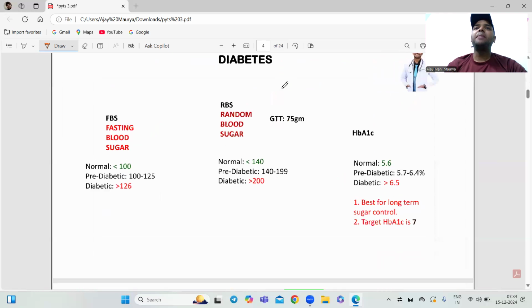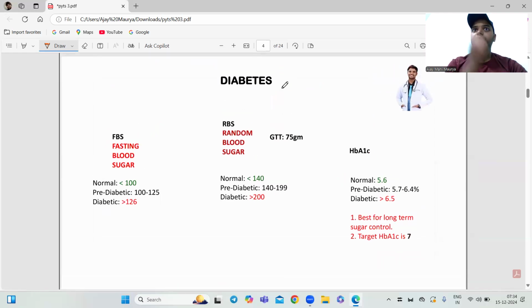Next is diabetes, guys. One MCQ from diabetes. Now see here. As you know, the most common type of diabetes is type 2, occurring in people above age 30 to 40. Now see here, guys. For diabetes, we need to remember the tests. See how they are going to give the questions. They are going to ask you to interpret RBS or FBS or HbA1c results.